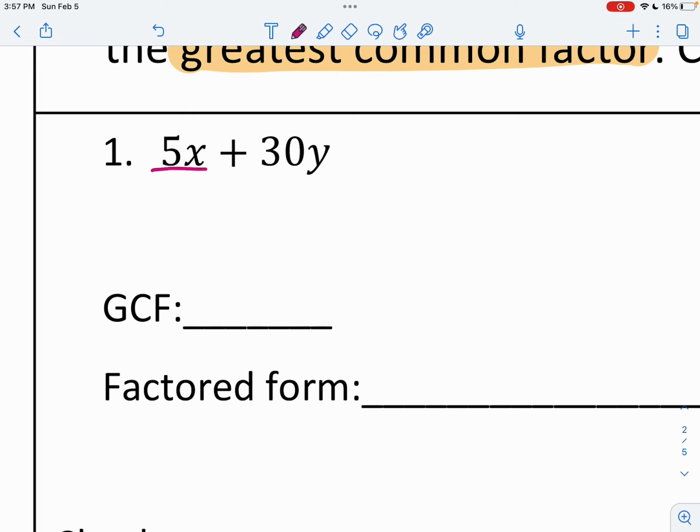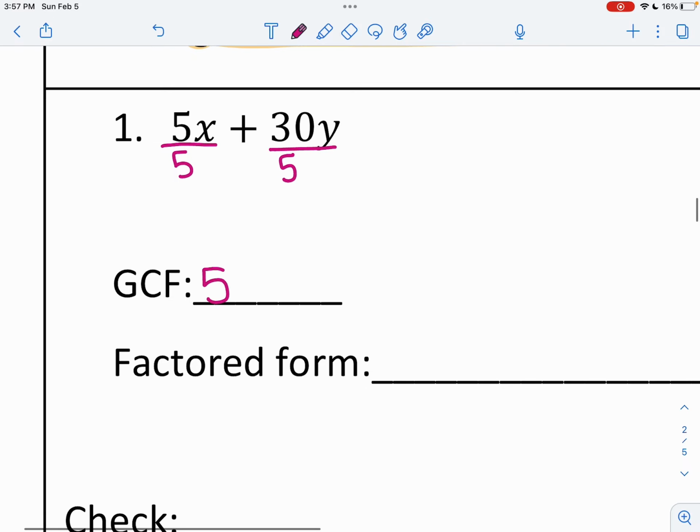Well, I know that both of them can be divided by 5. Do they both have an x? No, they do not. So we are not going to factor out an x. Do they both have a y? No. Then what we say is the GCF is just 5.